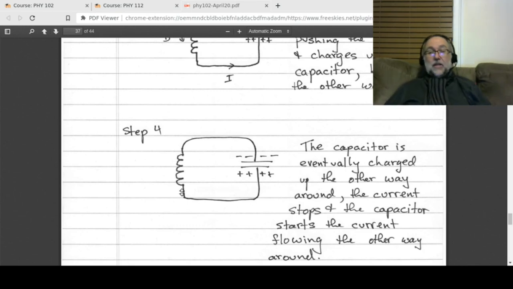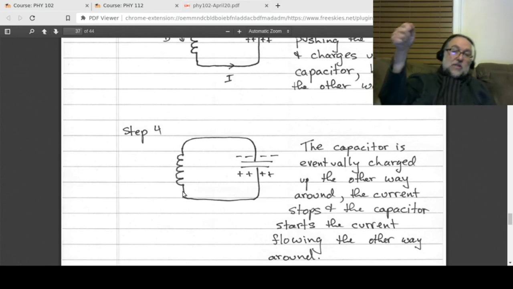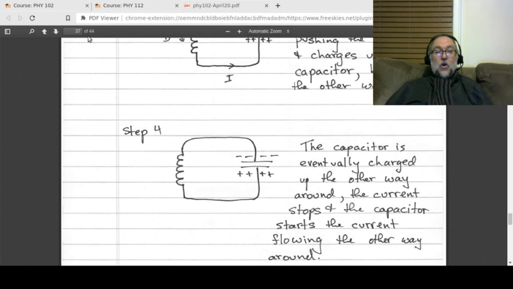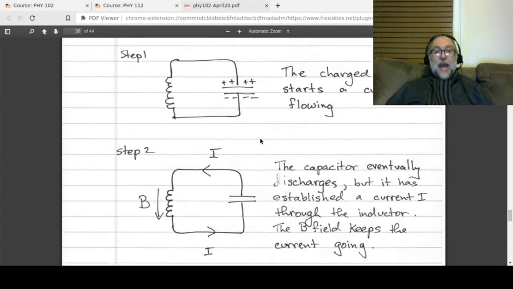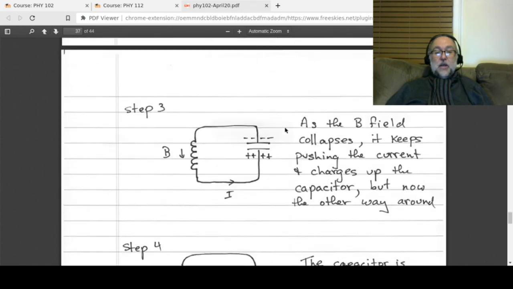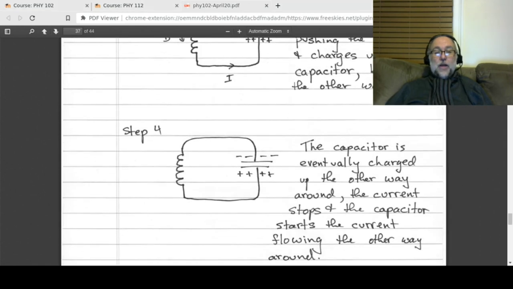And so if you want the analogy to the pendulum, we swung from one side here to the other side, and now we're going to swing back. So originally, we had the top plate positively charged, but now we've swung around to the other side, and now the bottom plate is positively charged. And these positives say, I want to go to the other side. Of course, they do that through the inductor. The inductor builds up a magnetic field, and there's a current going, and it keeps pushing them through until we're back to step one. And this just keeps repeating.